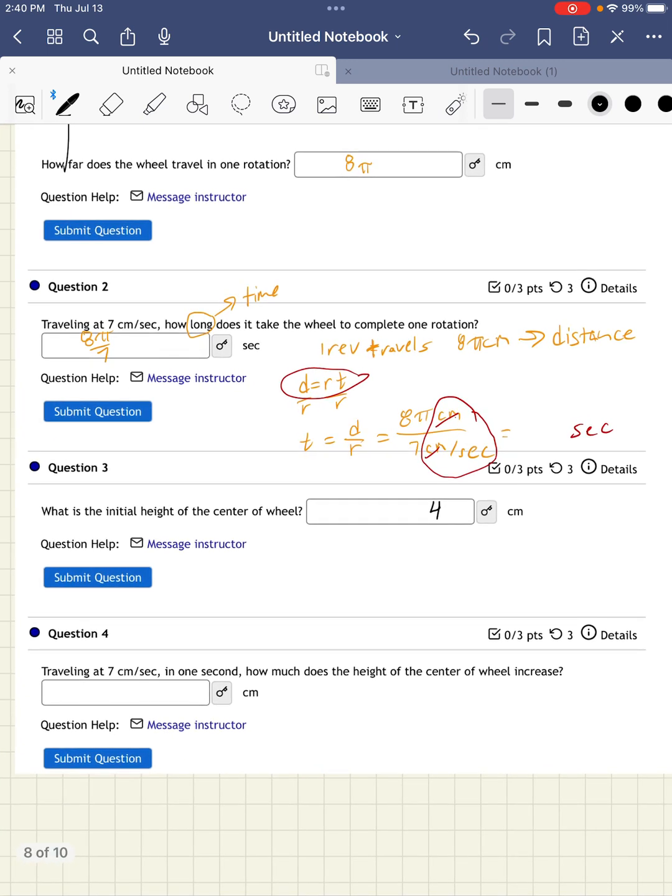Next, they ask, traveling at a speed of 7 centimeters per second, in 1 second, how much does the height of the center of the wheel increase?